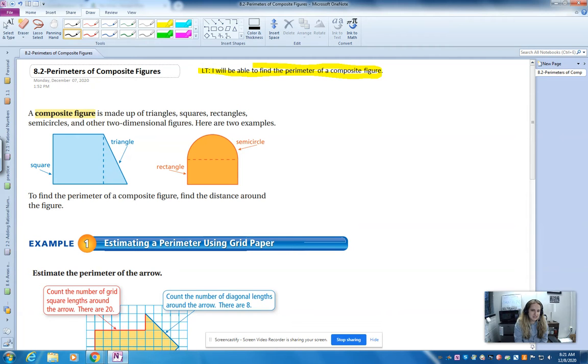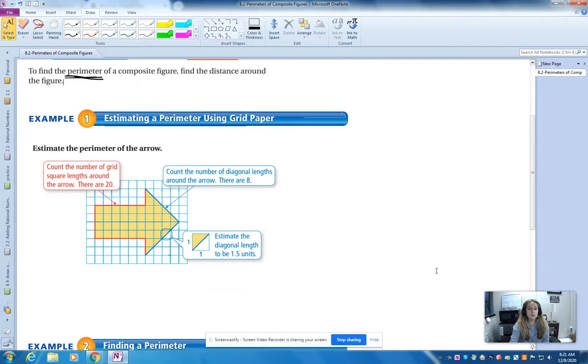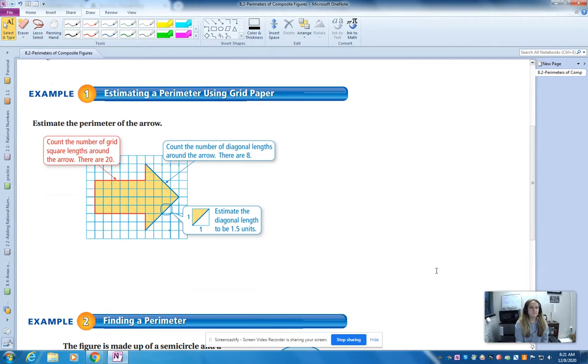Here's a couple examples. Notice how in this example right here, there's a square and then there's also a triangle. And in this example, there's a semicircle and also a rectangle. To find the perimeter, which is our goal for this section, of these composite figures, all we're going to do is just find the distance around all these figures. Okay? So let's scroll down to example 1 and let's get started.